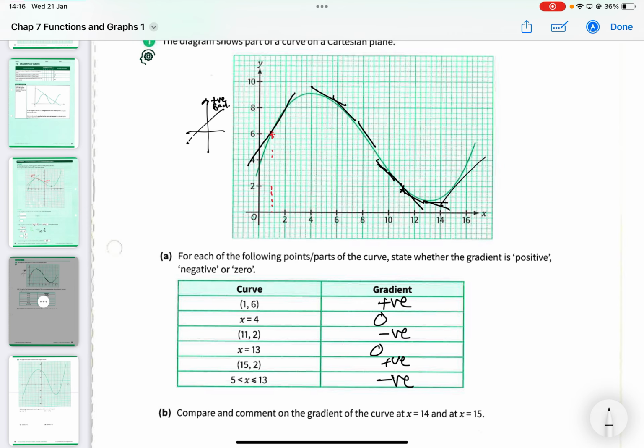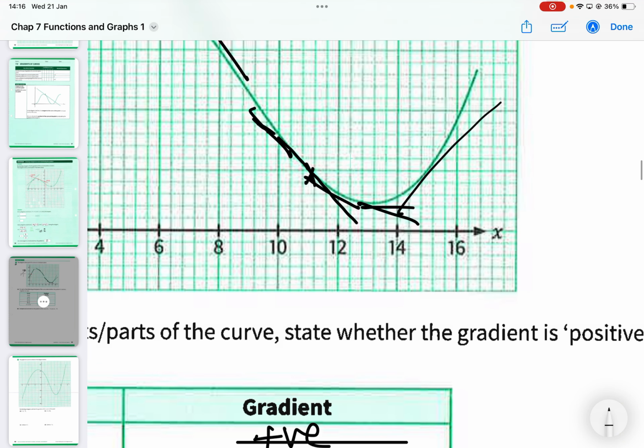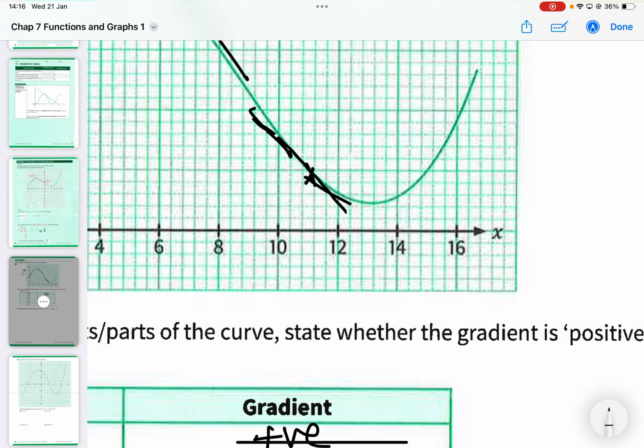Okay? Okay, one more. x equals 14 and x equals 15. x equals 14, it is like that. x equals 15, it is like that.